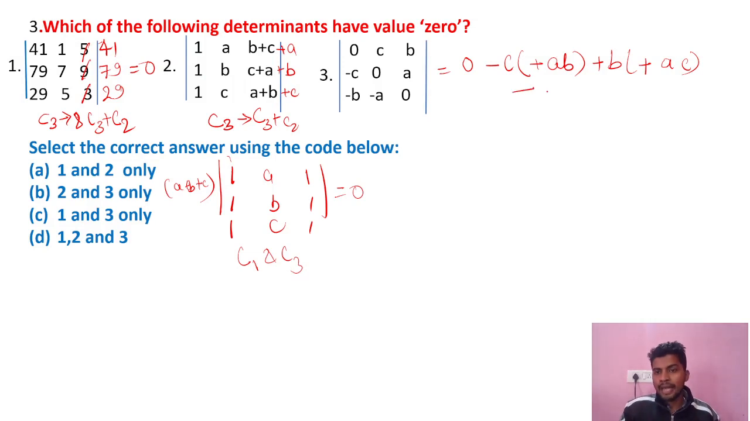Okay, so minus ABC plus ABC would lead to 0. So all the three determinants lead to 0. So the answer is option D. Okay, let's move to the next question.